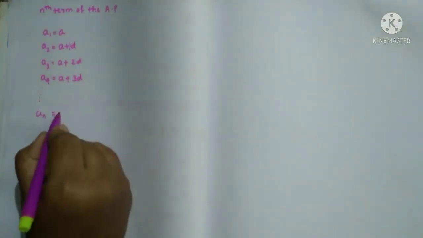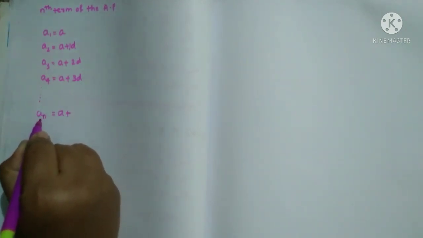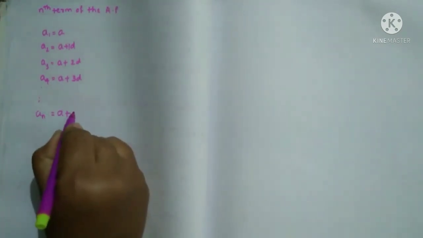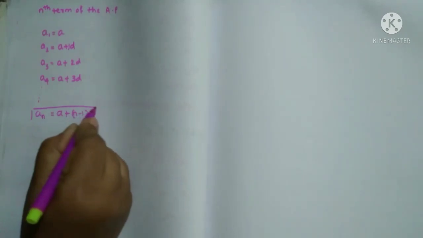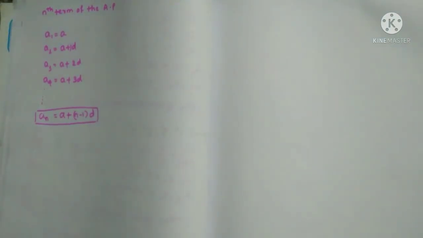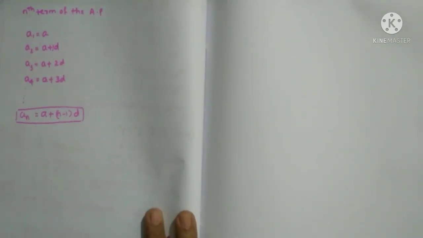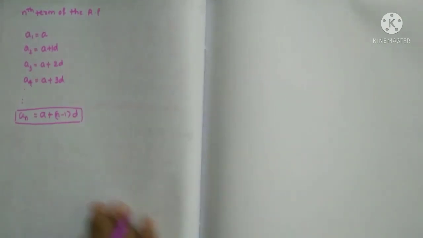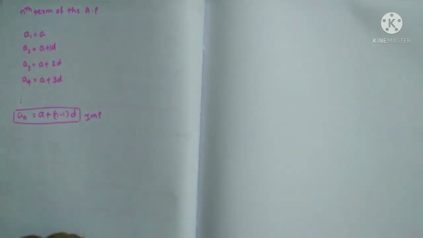So AN equals A plus, n may be anything, and for n you should take one number less. So n minus 1 into D. This is the nth term of the AP, meaning the last term of the given sequence is the nth term. Like that you have to understand it. So AN equals what? A plus n minus 1 into D. This is the important formula. What is the AN formula? AN equals A plus n minus 1 into D.